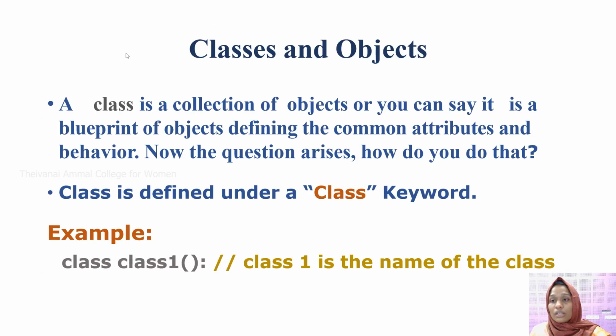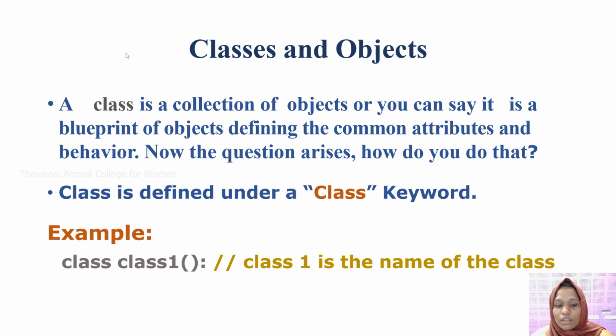Next we move on to classes and objects. What is a class? A class is a collection of objects, or you can say it is a blueprint of objects defining the common attributes and behaviors. Now the question arises, how do you do that? A class is defined under the class keyword.